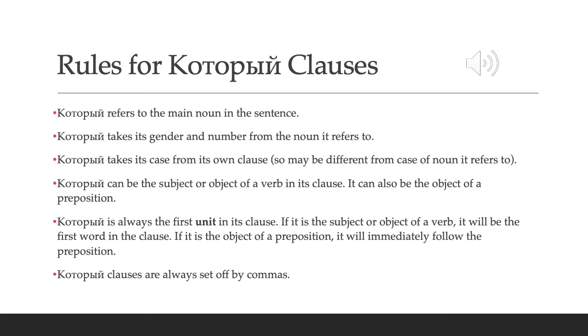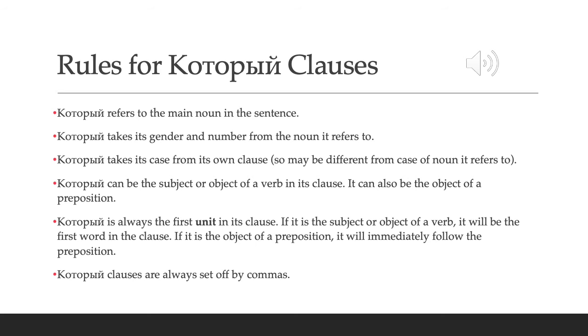For example, это студент, который здесь учится, or это студент, которого я давно знаю. However, if it is the object of a preposition, it will immediately follow the preposition because a preposition plus its object is one syntactical unit, and the object always has to come directly after the preposition. So, это студент, с которым я давно знакома. С которым is one syntactical unit, and so it is the first unit of the clause, but the actual word который is going to be the second word in the clause. Это студент, с которым я давно знакома.